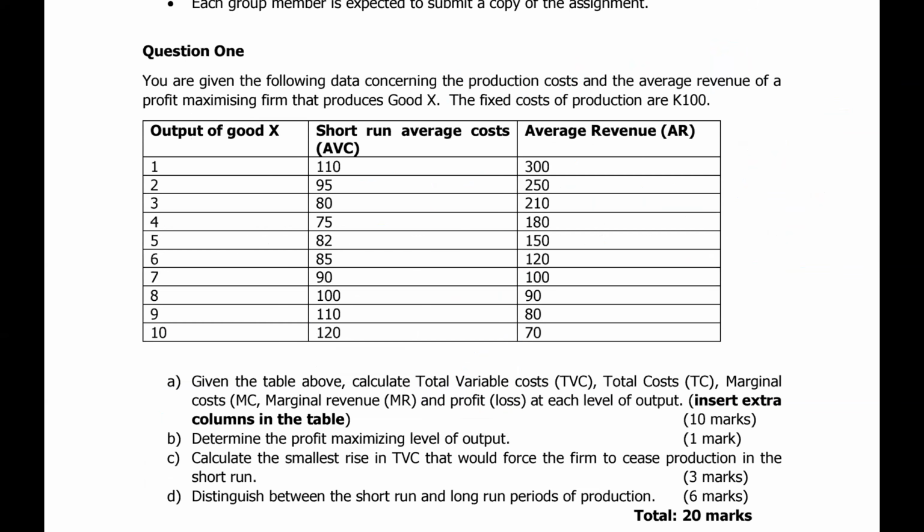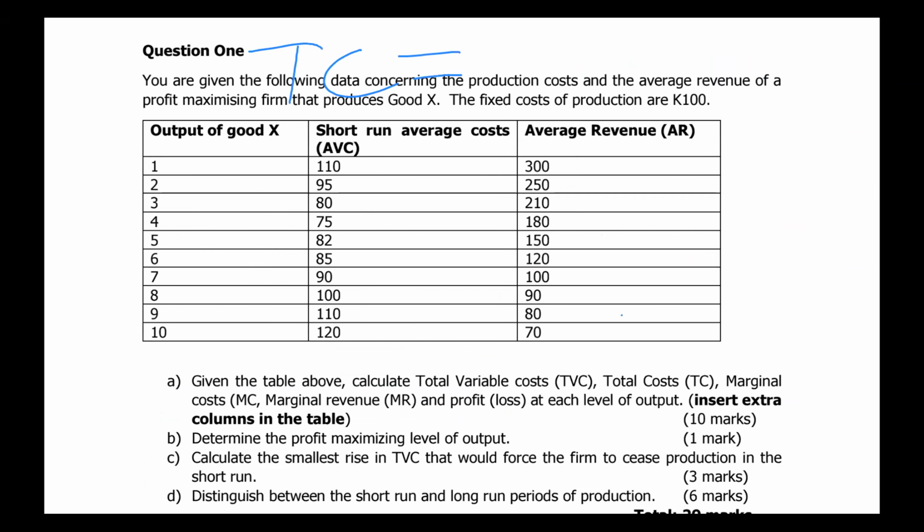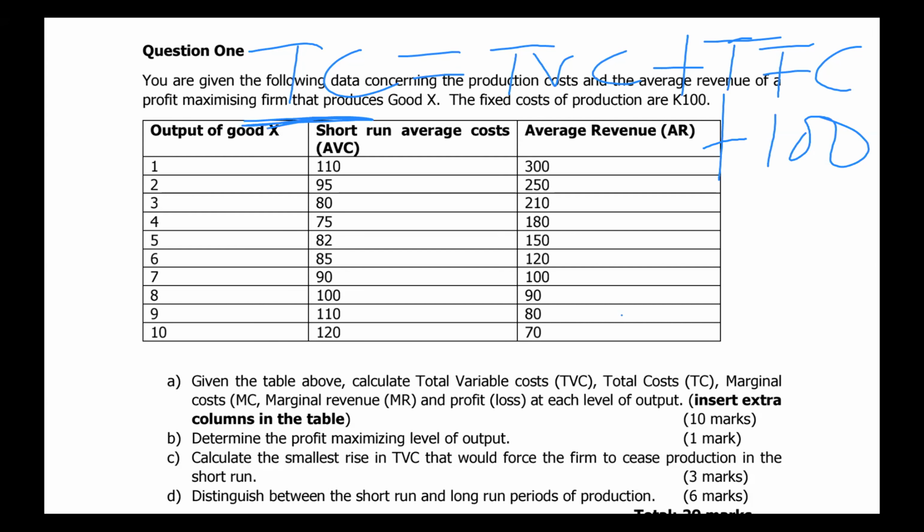The other question says, find total cost. How can we find total cost now? Total cost is equal to what? Total variable cost plus total fixed cost, isn't it? And you know that the total fixed cost is 100. It's fixed at 100. So you just need to add to your variable costs, to each variable cost, 100 kwacha, so that you can get total cost, right?